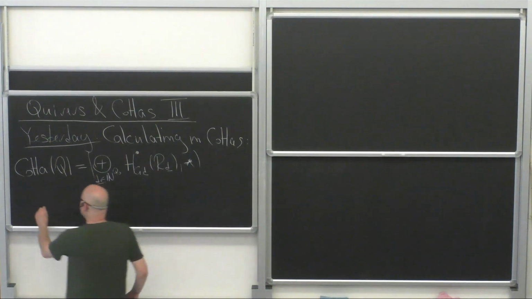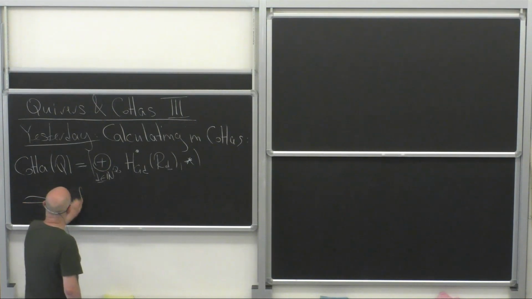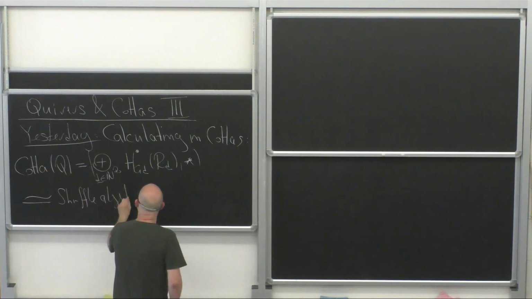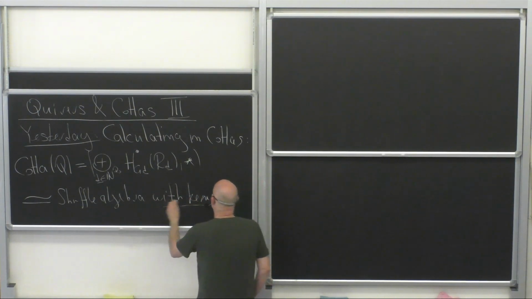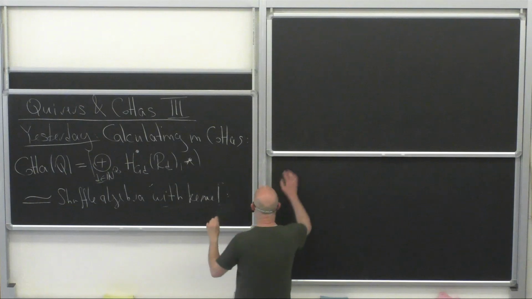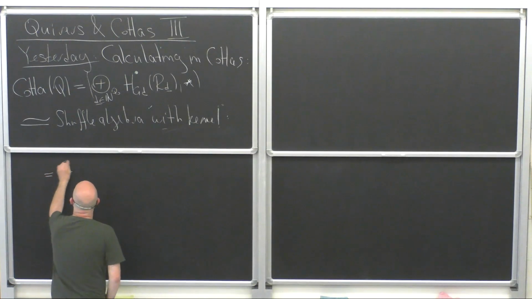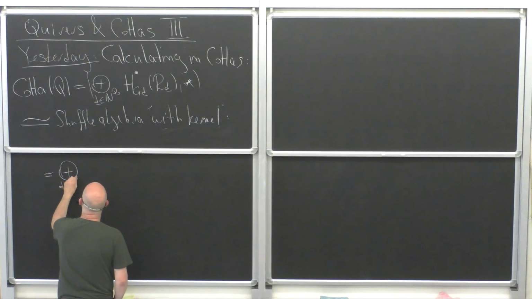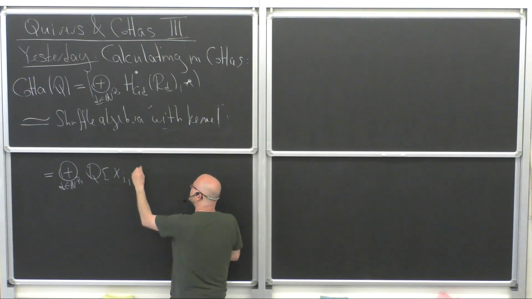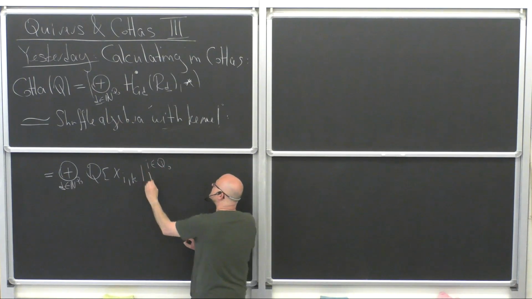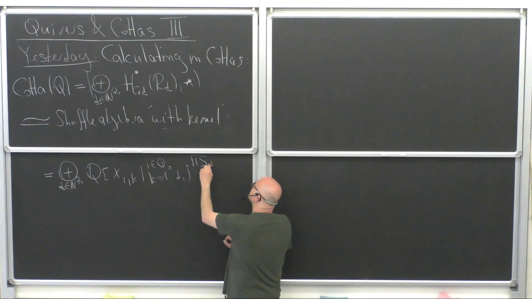And then we saw that this has the shuffle realization, that this is isomorphic to a shuffle algebra with kernel. Vaguely, roughly, it looked as follows. It was isomorphic to a direct sum over all D of a ring of polynomials in variables x_{i,k}, i a vertex in the quiver, k running from 1 to d_i, symmetric with respect to each set of variables.